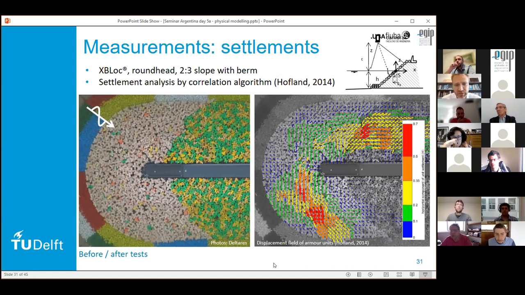So we are hoping to use these two techniques together with this rocking motion sensor to look at what happens to these classic single layer armor units.